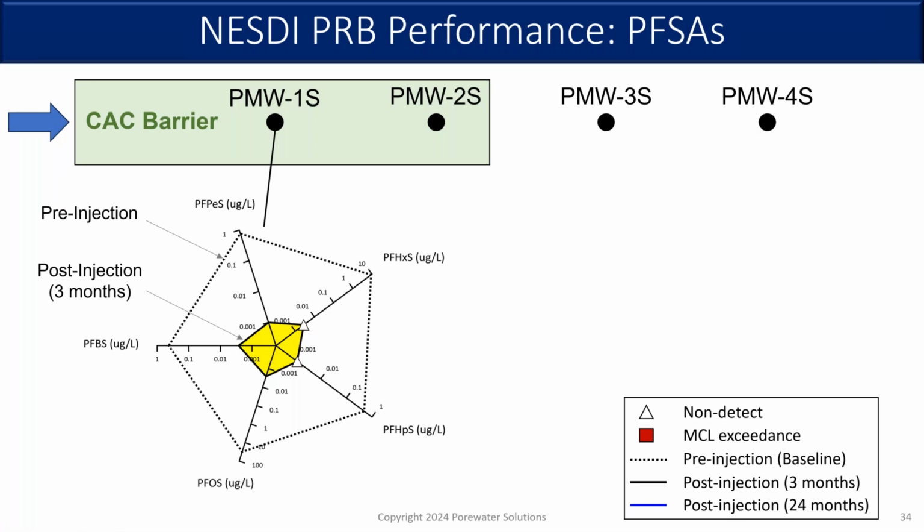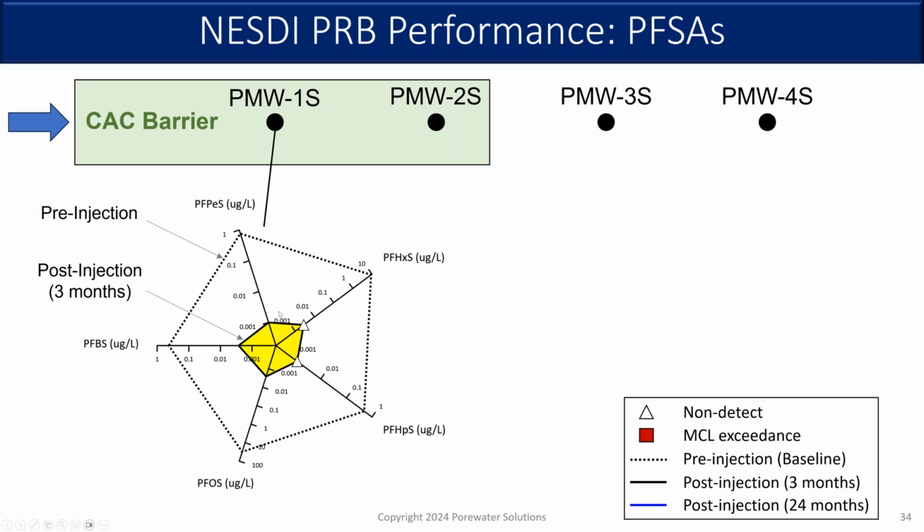So you can see at this first well, all the sulfonates, this is PFBS going clockwise with increasing chain length right up to PFOS. And we can see all sulfonates decrease substantially in concentration in the barrier because carbon was absorbing the PFAS. So you're not seeing the PFAS in groundwater 5 feet into the barrier. And that's 3 months in.